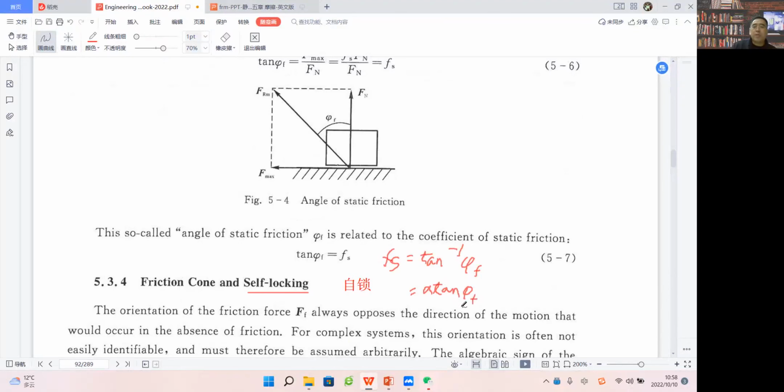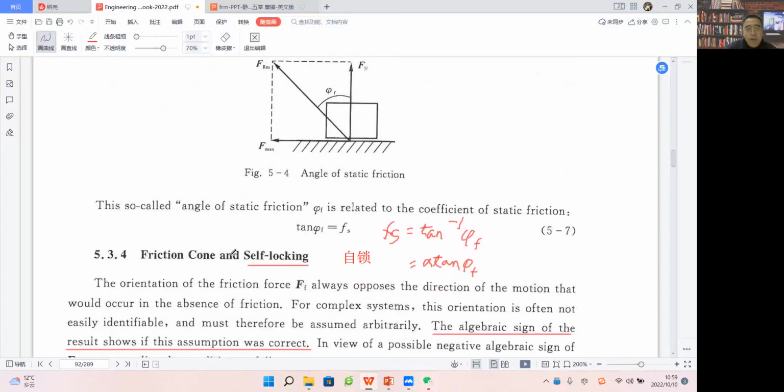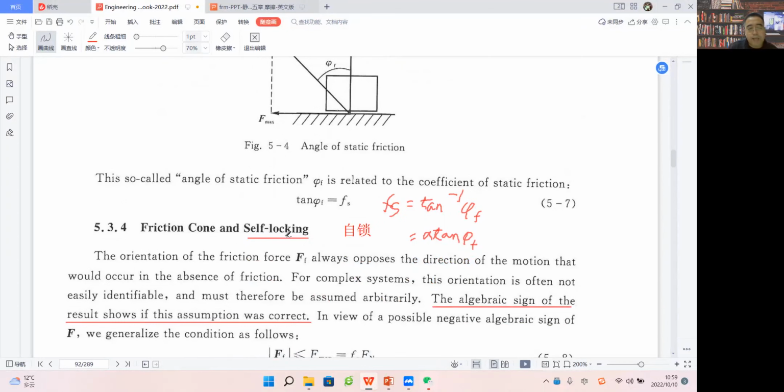We can transform this angle to a value, right? So after we have this so-called angle of static friction, we'll talk about friction cone and self-locking. This is a very important concept. I hope you guys can understand through my introduction. We call that 自锁.